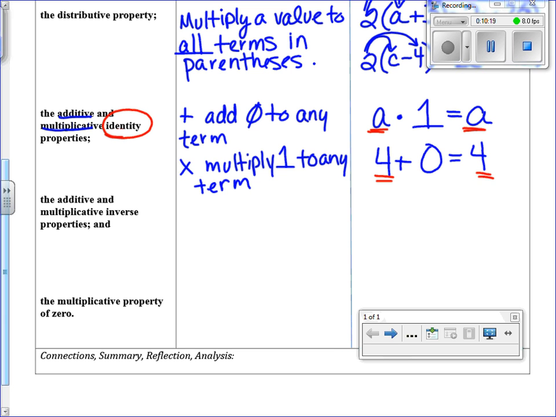Additive and multiplicative inverse properties. Now, inverse is kind of like the opposite, okay? Inverse means that we're going to be changing it to its opposite, or doing something with it with an opposite. I know I'm writing a little bit big here, but in case you're not with me, I'm going to go ahead and just draw this line here so we're together.